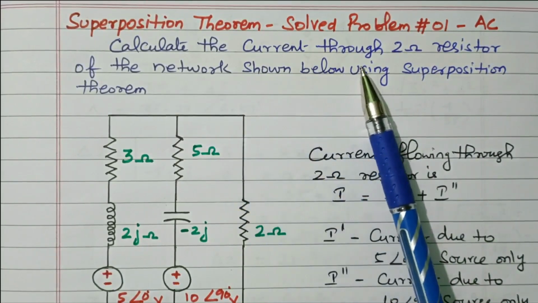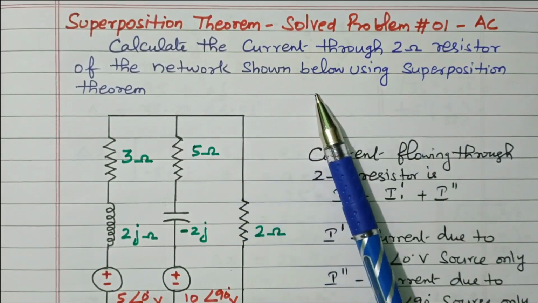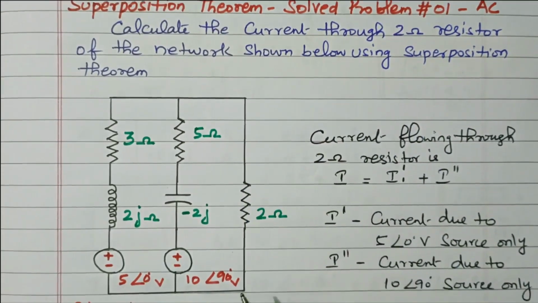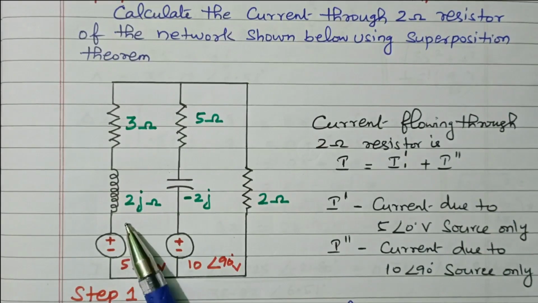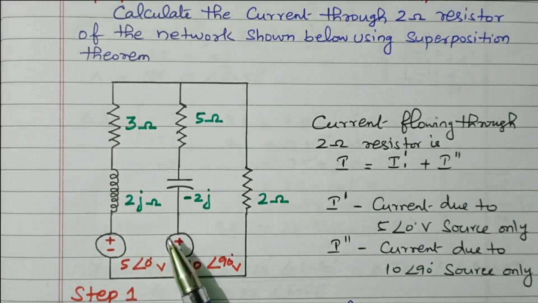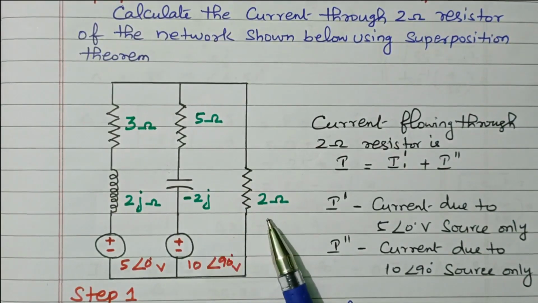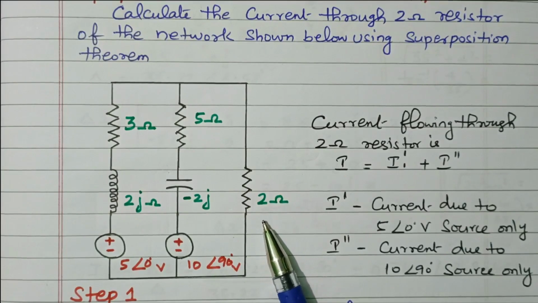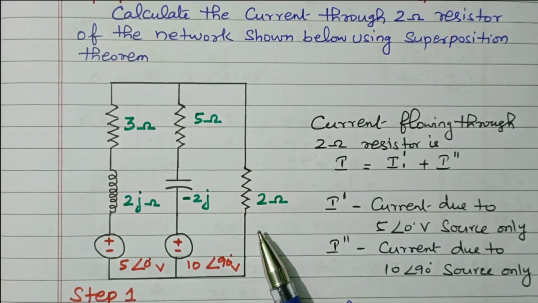Calculate the current through the 2 ohm resistor of the network shown below using the superposition theorem. So the network is given here. There are two voltage sources available, and resistor and inductor are available here. Here resistor and capacitor are connected. This 2 ohm is the load resistor. Our aim is to find the current flowing through this 2 ohm resistor using the superposition theorem.